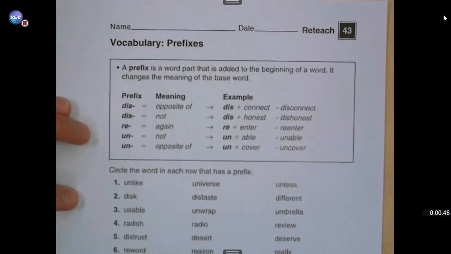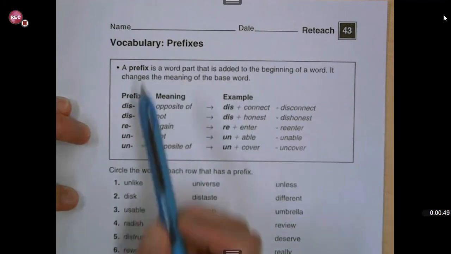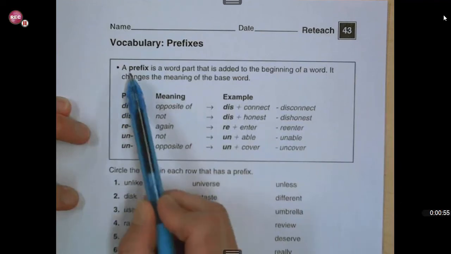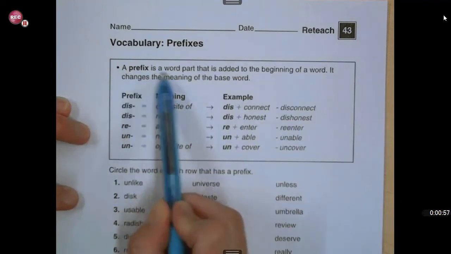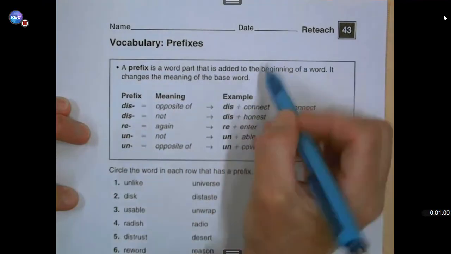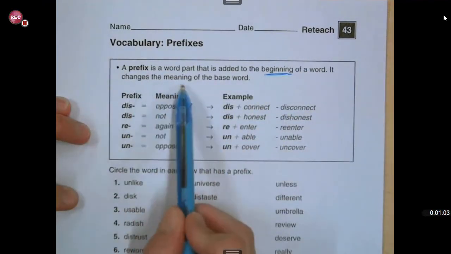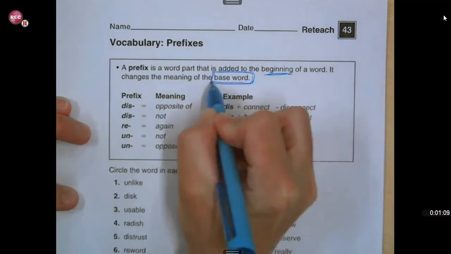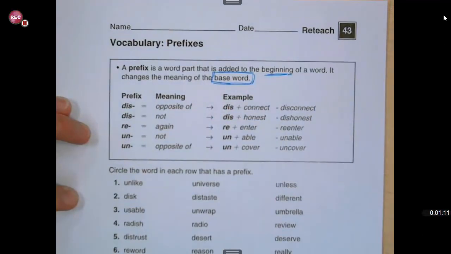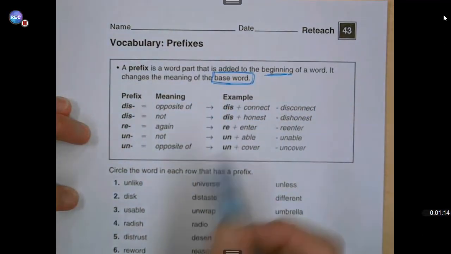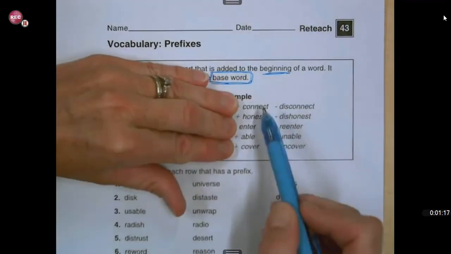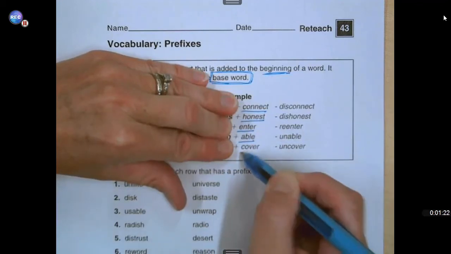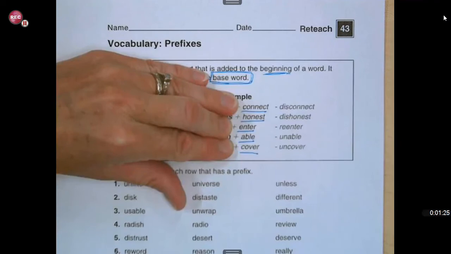So this is what it looks like in Schoology. What I'm asking you to do is work with prefixes and find words that have prefixes. So let's review what a prefix is. A prefix is a word part that is added to the beginning of a word. It changes the meaning of the base word. Remember, a base word is going to be very important in this assignment today. A base word is a word that can stand by itself without the prefix. So these words over here are all base words: connect, honest, enter, able, cover. Those all have meanings without the prefixes.